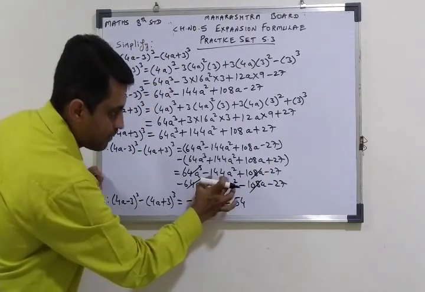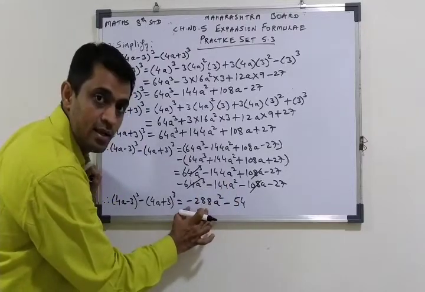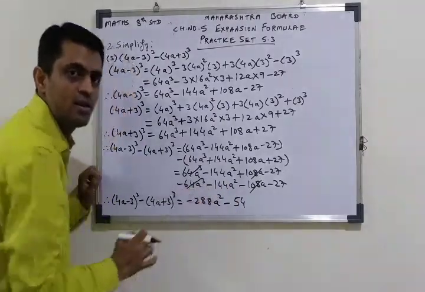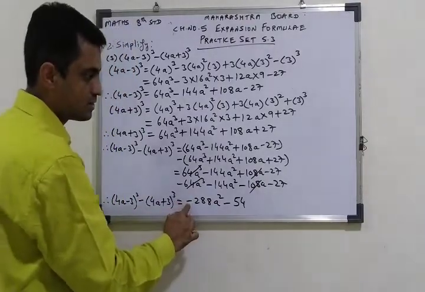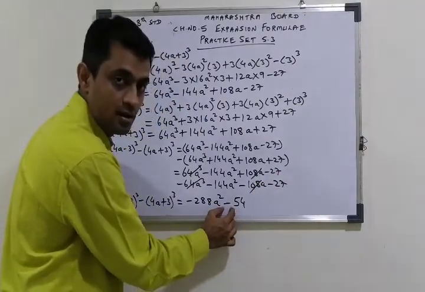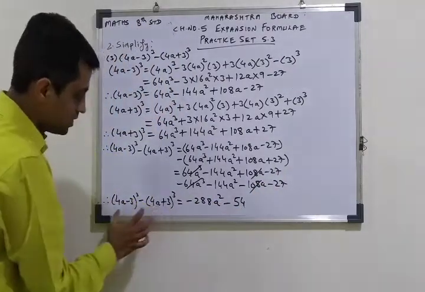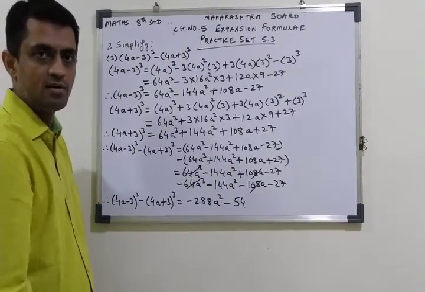So what will be there? Minus 144a square minus 144a square is what? Minus 288a square. When two minuses are there, you have to add. Is it clear? You have to add and put the minus sign. Here also two minuses are there. You will add and put the minus sign. So you got 54. So this would be the final answer. Is it clear? Make note of it.